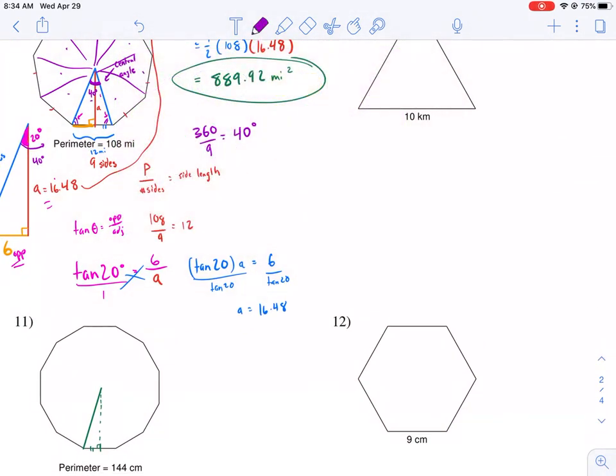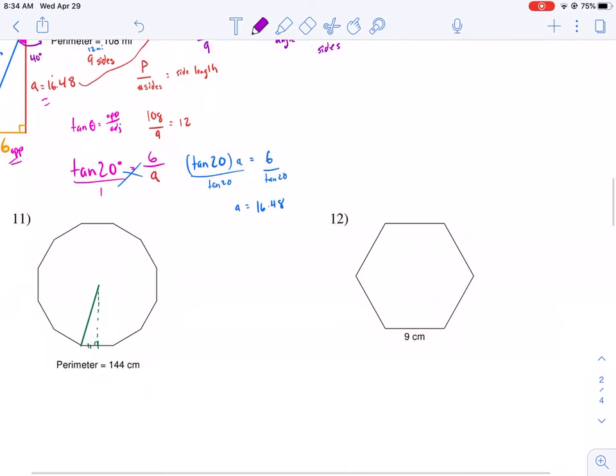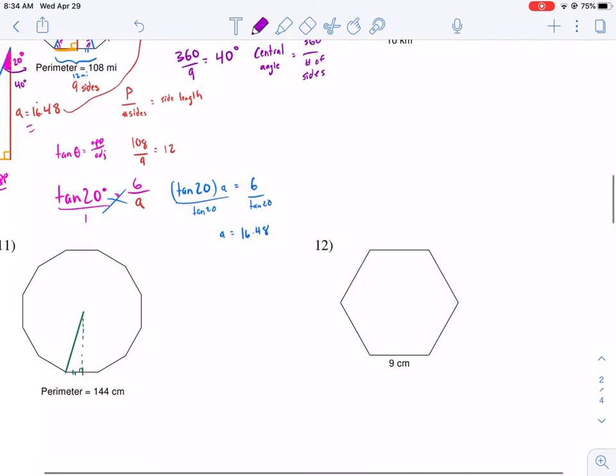I should write it up here. Central angle equals 360 divided by the number of sides. Once you find that, you can divide that by 2 to find your missing angle. So central angle divided by 2 equals, I guess we'll call it the trig angle, just because that's what we're going to use for the trigonometry. So that will give us our trig angle.